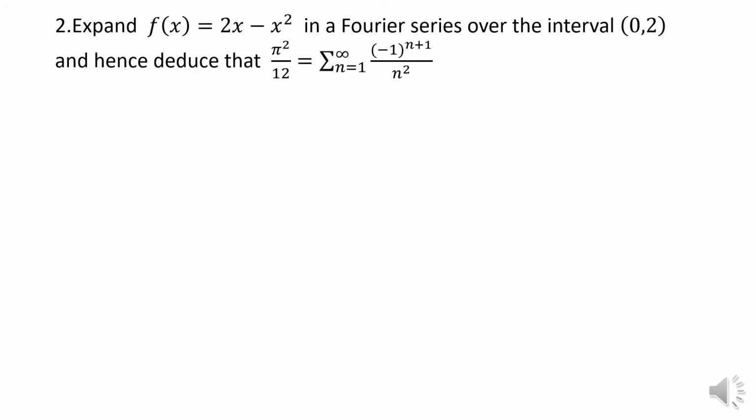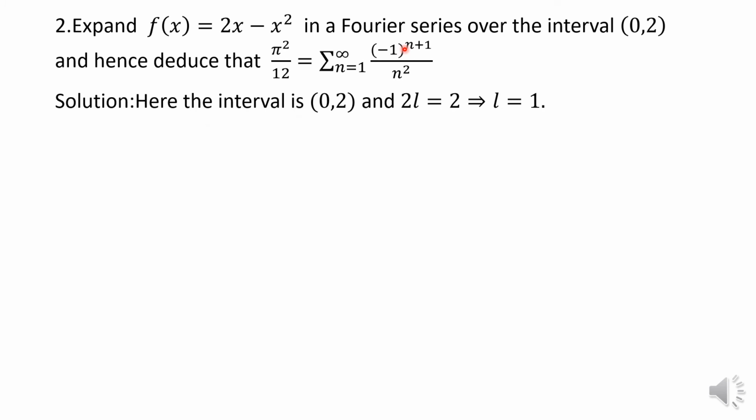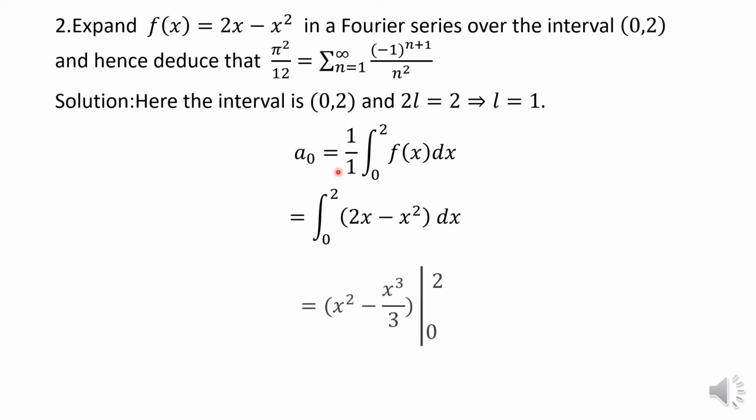Now let's have a look at the second problem. f of x is equal to 2x minus x square, which is defined over the interval 0 to 2, and also deduce the series pi square by 12 is equal to the sum from n is equal to 1 to infinity of minus 1 power n plus 1 by n square. You calculate the length of the interval. The length of the interval gives L is equal to 1, and the first Fourier constant a0 is given by 4 by 3.